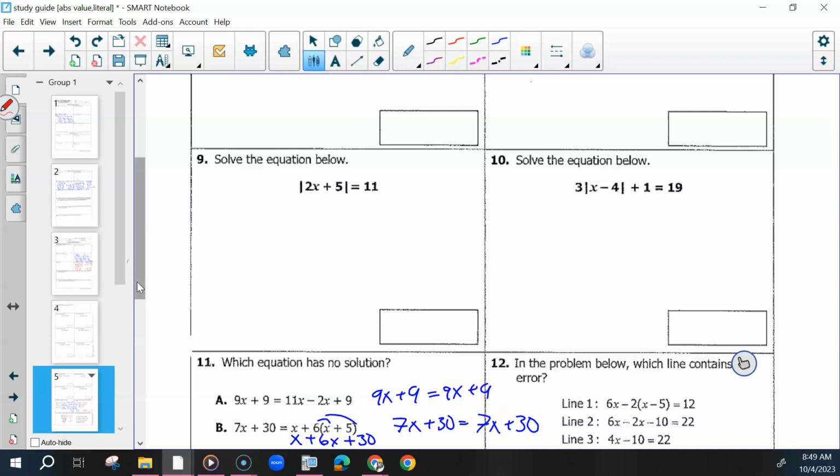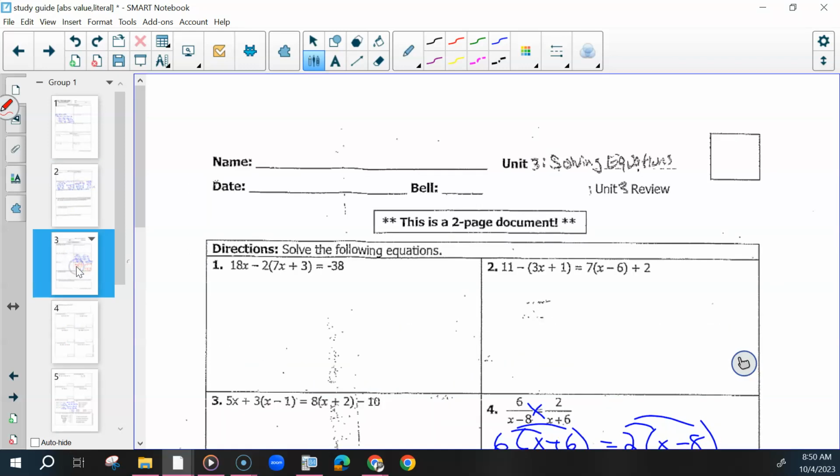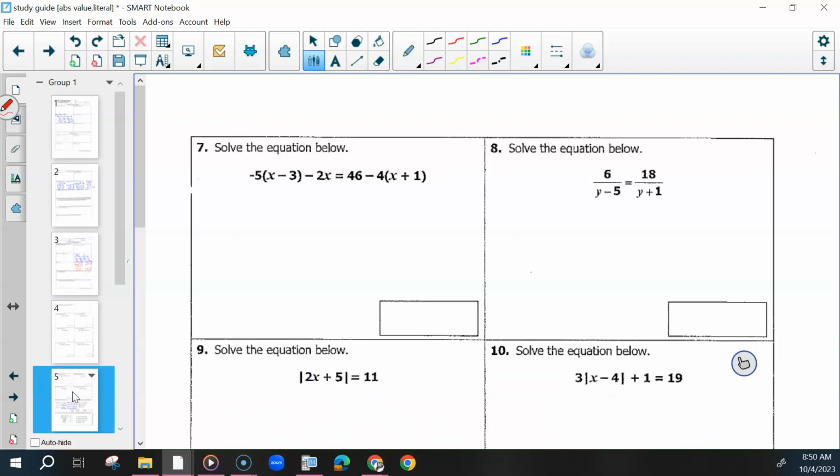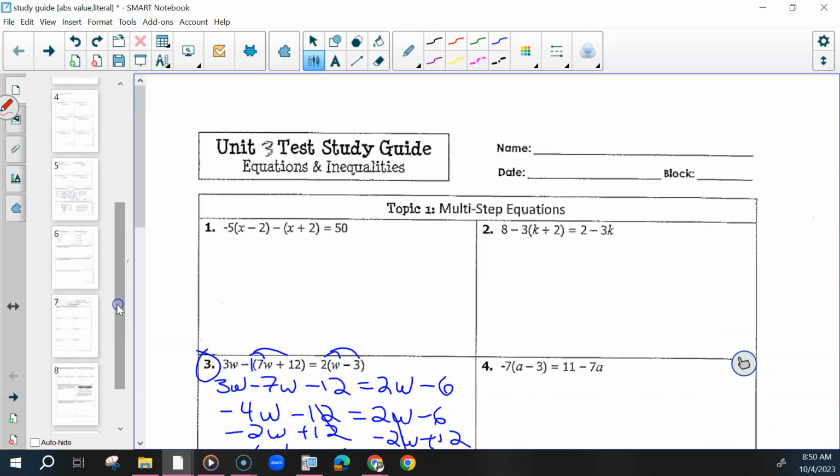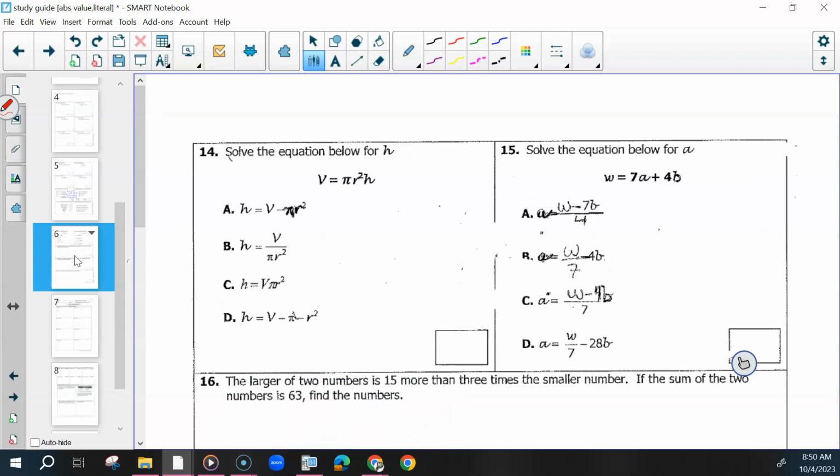So if no more absolute value, let's move on to literal. I think the first literal problems are on, I should have remembered these earlier, but numbers 14 and 15. We want to see either of them.